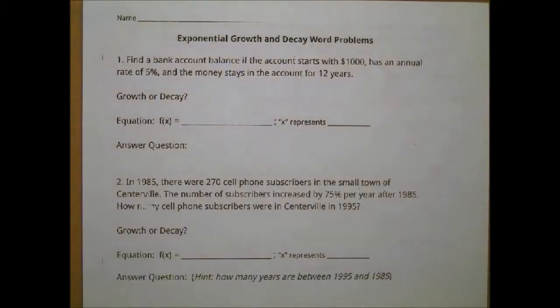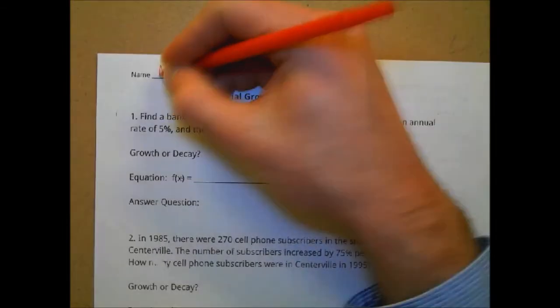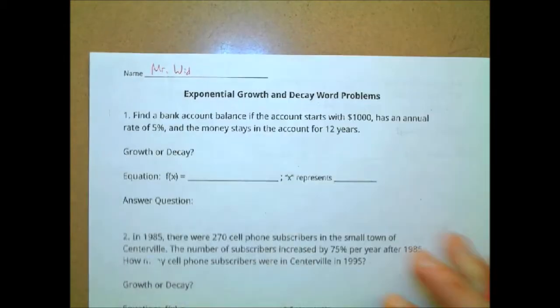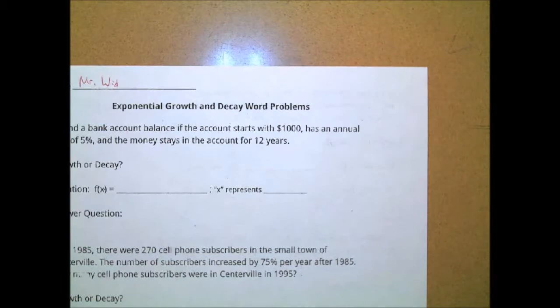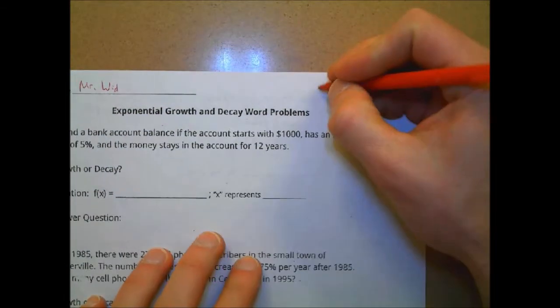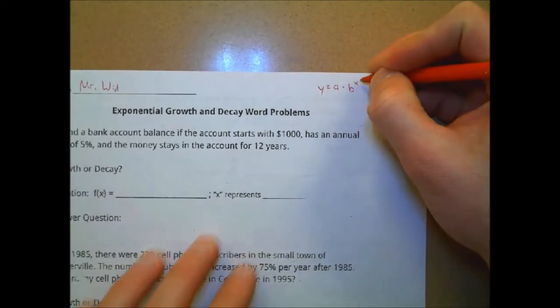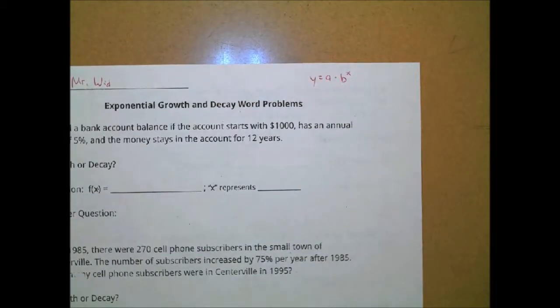Okay, so the name of the game today, word problems with exponential functions. Before we get too deep into the actual word problems here, I just want to refresh our memories a little bit about our exponential functions. An exponential function looks like this: y equals a times b to the x. That's what our goal is, to come up with a function that's in that format, a times b to the x.